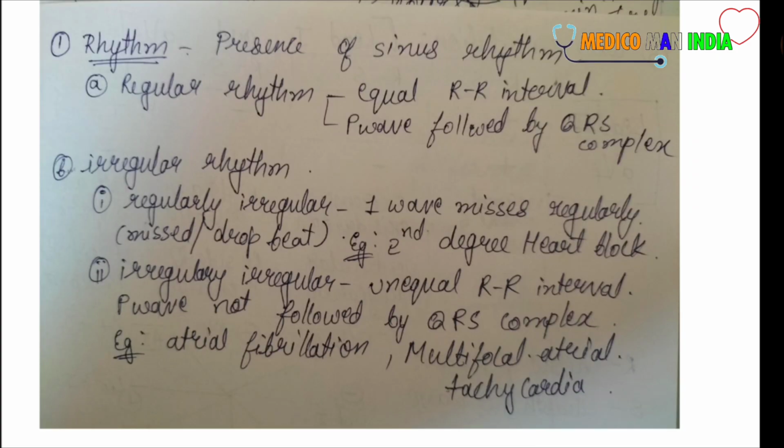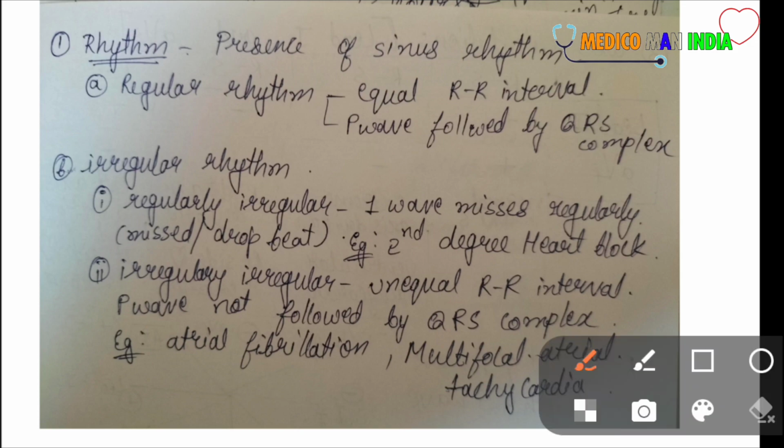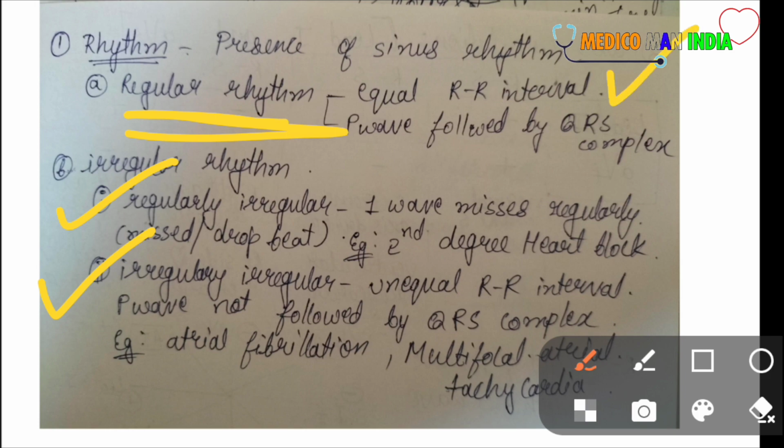This is sinus rhythm. And rhythm is divided into two types: regular rhythm and irregular rhythm. Irregular rhythm is further divided into two types, that is regularly irregular rhythm and irregularly irregular rhythm. Now first we will finish what is regular rhythm. An ECG is said to have a regular rhythm when it has equal RR intervals and the P wave is always followed by the QRS complex, that is sinus rhythm.